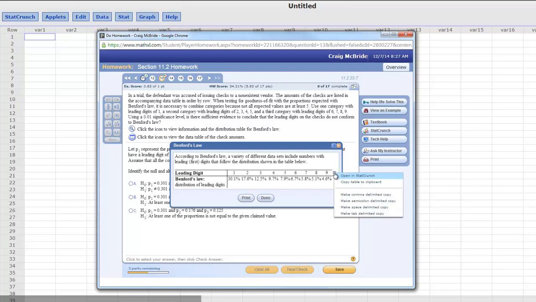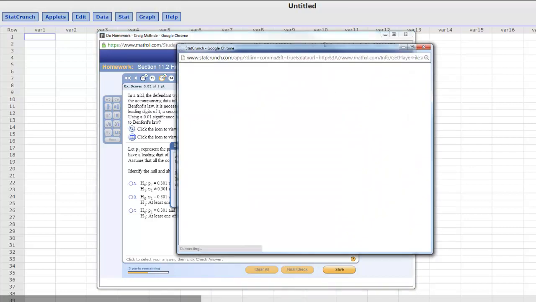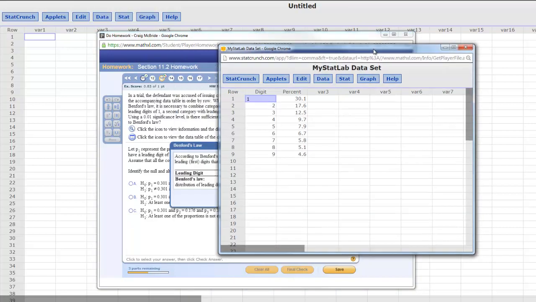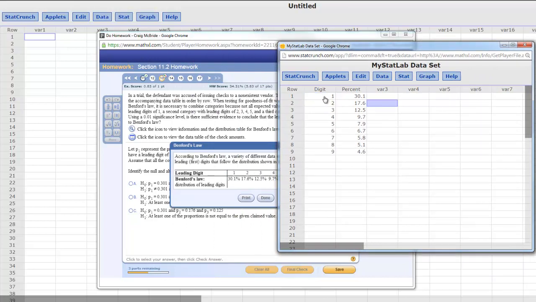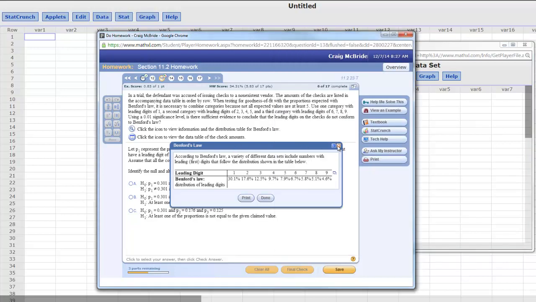Now, if we open this in StatCrunch, this gives us the idea of, okay, this is the digit that we would see, this is how often we would see it. So that's kind of like an expected frequency, but this is an expected percent. Remember, when we're dealing with chi-squares, we need expected frequency. So we need to turn these percentages into actual numbers, right? If I had a sample of so many things, then I would need to take 30% of that sample. So we're going to have to do some math.